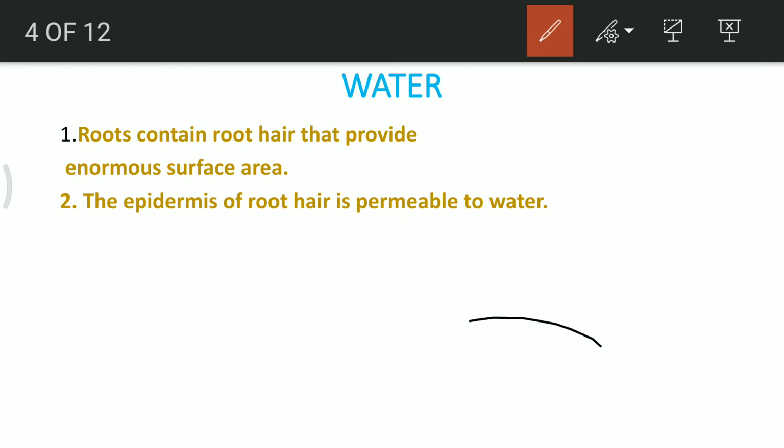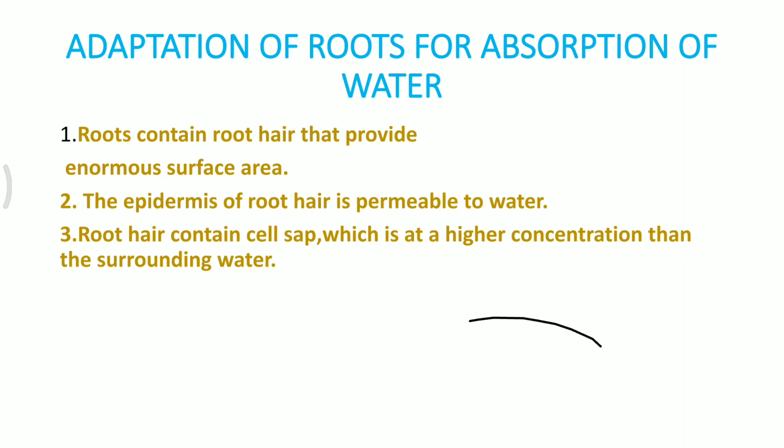Now, the next important thing is that root hair contains cell sap, which is at a higher concentration than the surrounding water. Because of this, there is continuous movement of water from the outside soil to the inside, because there is a difference in concentration. As the root hair is much more concentrated, water from outside will try to diffuse in and balance the concentration inside the cell sap, and that helps in the easy diffusion of water from the outside soil to the inside of the root hair.